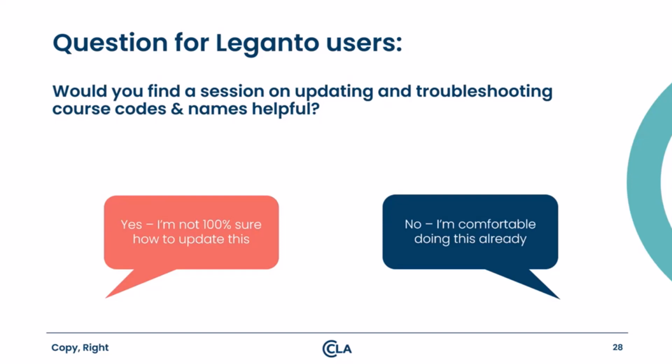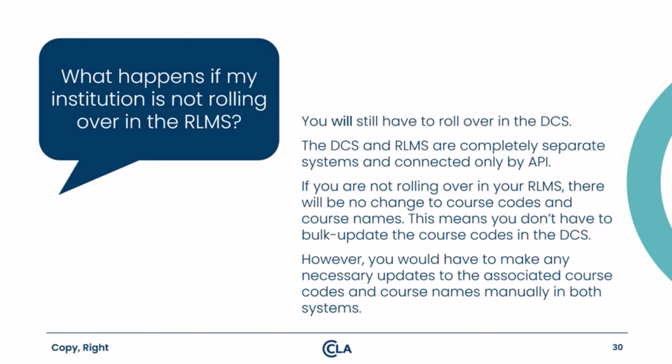Okay, super. So we can set up another session if there's interest. So we had one question that came in ahead of time, which was, what happens if my institution is not rolling over in the RLMS, so Leganto, Thales, whatever.